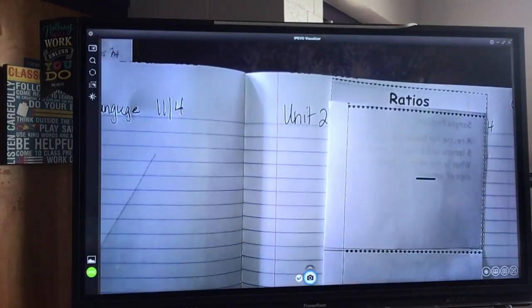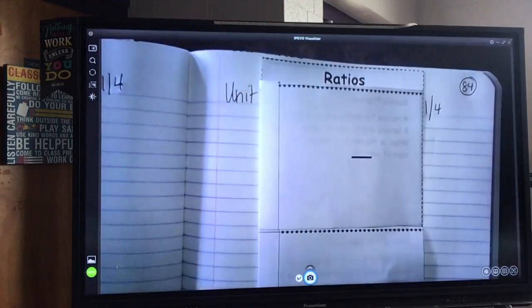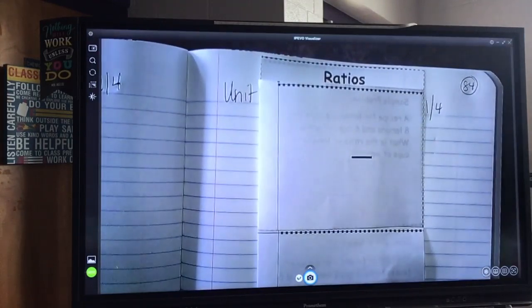Alright, put your pencils down, or put your scissors down. Like I said, we're gonna go ahead and get started with this. You will have time at the end of the class to get this cut out.